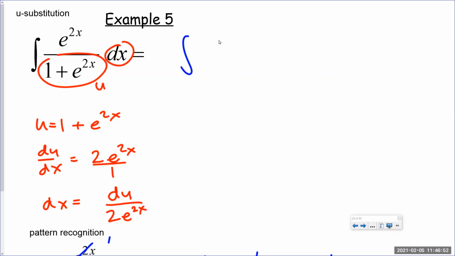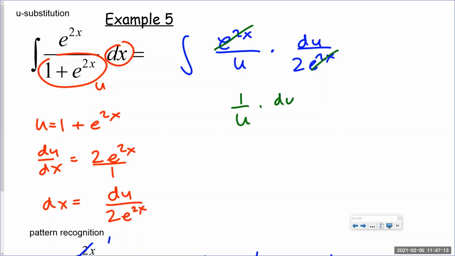So this will be the integral of e to the 2x over the bottom here, which is u. This dx here is going to be du over 2e to the 2x. I ask myself the question, do my x's cancel out? Yes. So what I have left is 1 over u times du over 2. This looks terrible. What in the world is this? I'm supposed to have an easy antiderivative. Pull out the 1/2. You guys good so far?